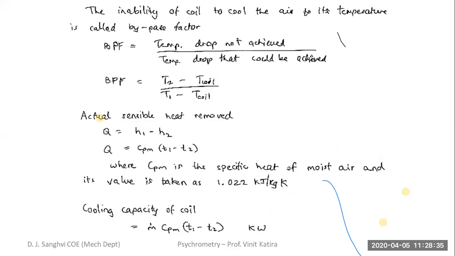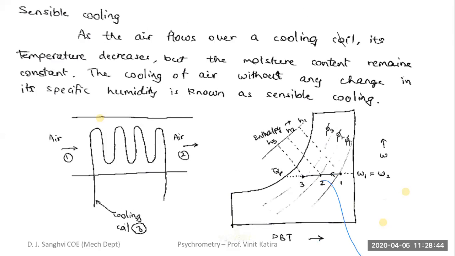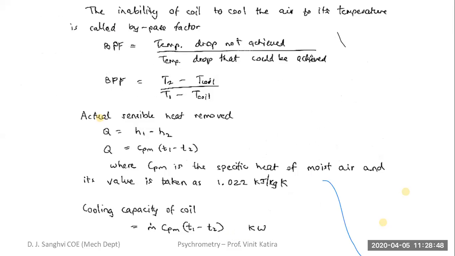Next, we can find the sensible heat removed, or the cooling effect that is generated. It is nothing but the enthalpy difference, H1 minus H2. When you multiply it with the mass flow rate of the air flowing over the coil, you get the total cooling capacity in kilowatts. When you divide that by 3.516, you get it in tons.